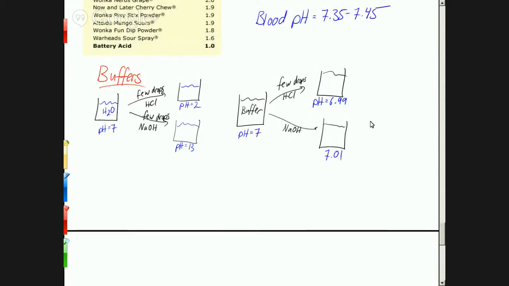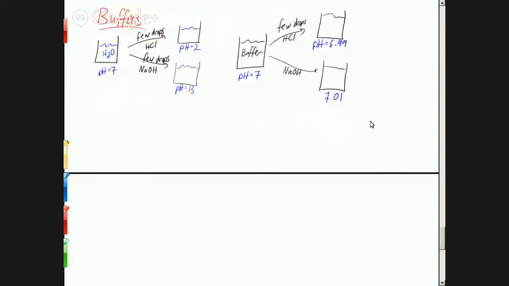It will eventually, if you add enough, but it will do a good job of controlling it within a certain volume. Is it like absorbing? So yeah, let's look at how it works. It's kind of like absorbing it.